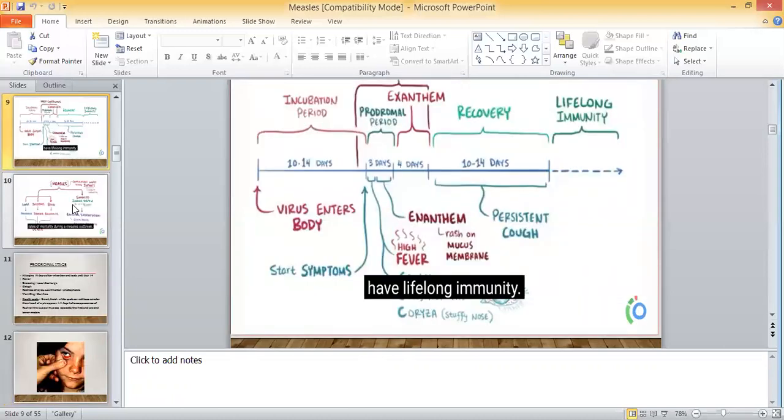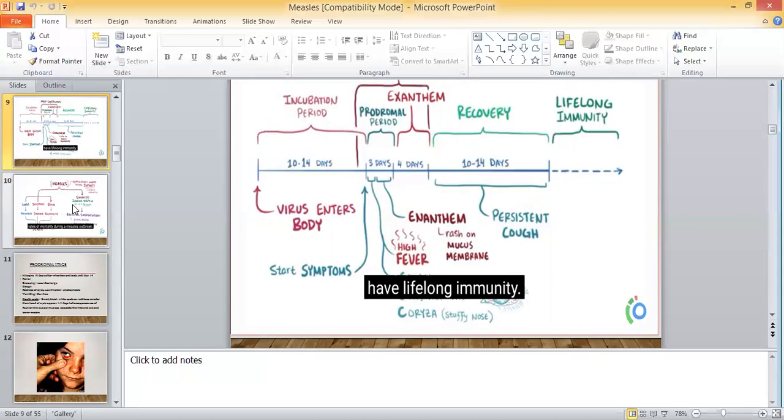Here is the diagram. From the diagram, you can understand the different stages of measles. First is the incubation period. From exposure up to 10 to 14 days, the incubation period occurs. Means after 10 to 14 days, appearance of signs and symptoms will occur. And during this phase, gradual multiplication of the virus occurs in the body.